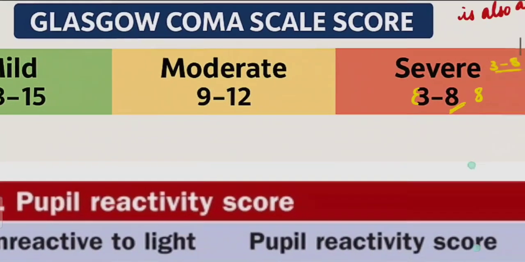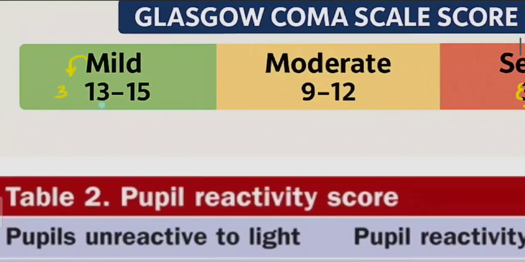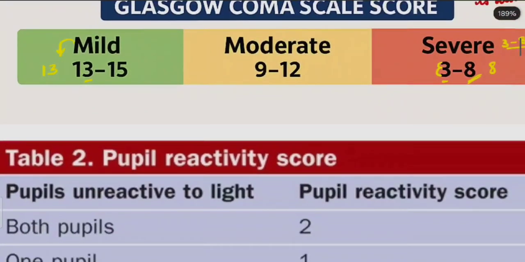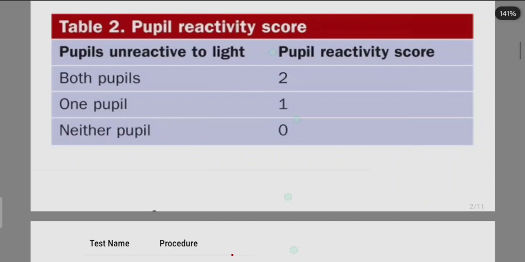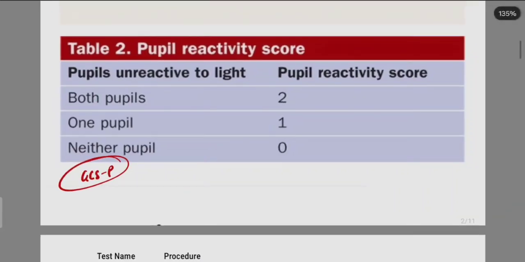So again, it is ending here with a 3, and the starting also you'll have a 3, so this will be 13 to 15. So what is left is moderate, 9 to 12. So mild is 13 to 15, severe will become 3 to 8, and in between, 9 to 12, is your moderate. And the GCS minus P is the pupil reactivity score. If both pupils are unreactive, you will do -2. If only one pupil, -1, and if neither pupil is unreactive, 0.